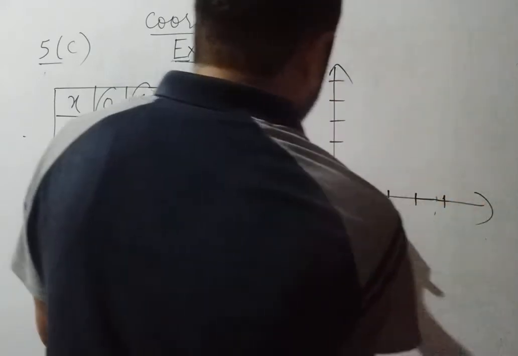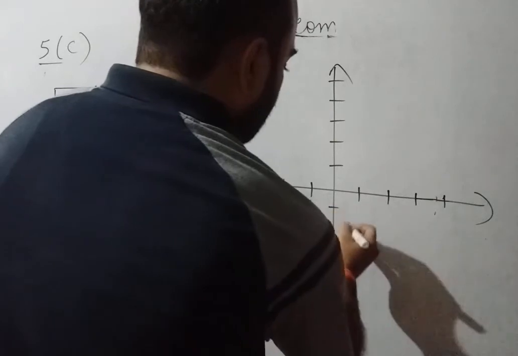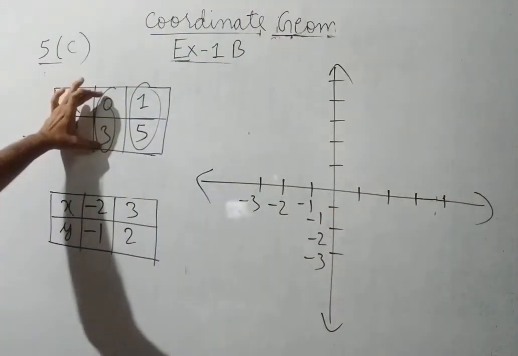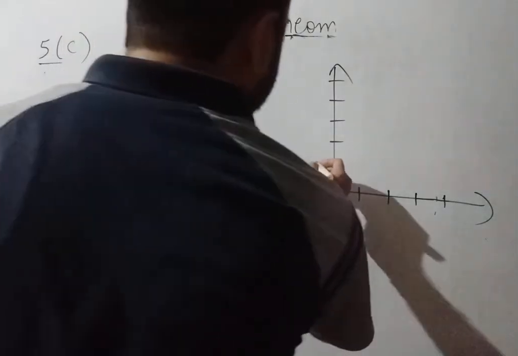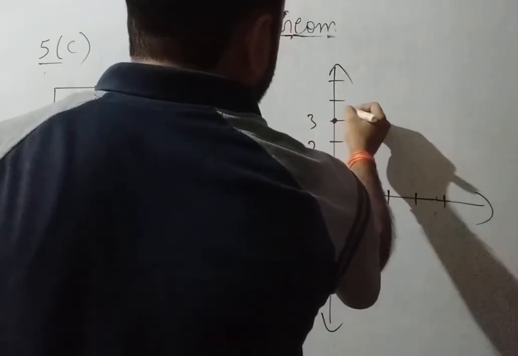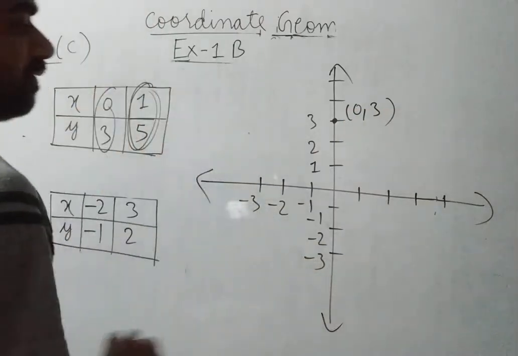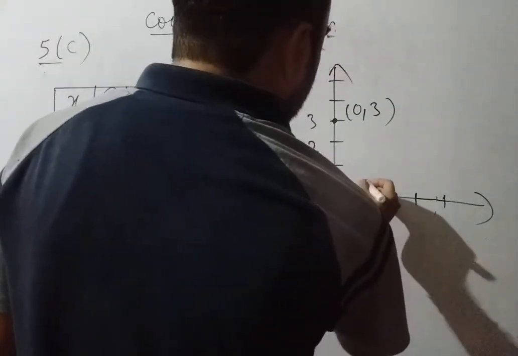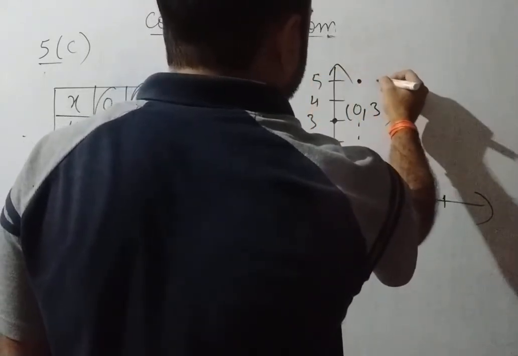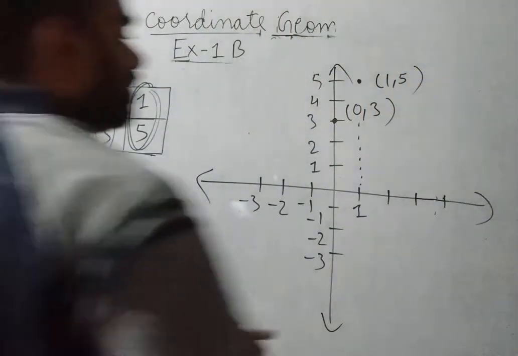Correct? Minus 1, minus 2, minus 3. Clear? So the first point is 0, 3. 0, 3 means 1, 2, 3. So this will be 0, 3. Correct? Next one is 1, 5. 1, 5 means 1 and 5. It means this point. Correct? Second equation, 1, 5.